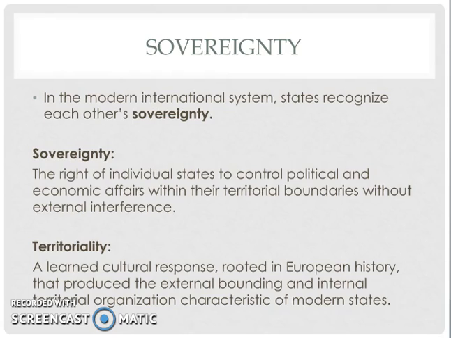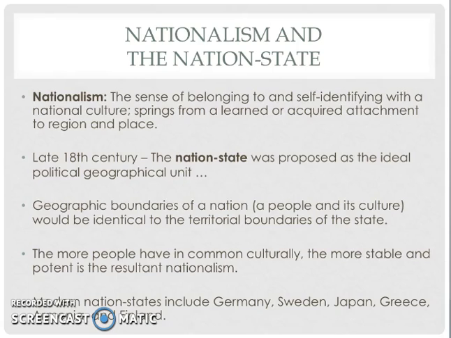So controlling your land in the simplest form. Nationalism stems from that, the sense of belonging to and self-identifying with a national culture. This springs from a learned or acquired attachment to region and place. In the late 18th century, the nation state was proposed as the ideal political geographical unit. Again here, nation state is used synonymously with nation or state or country. Geographic boundaries of a nation, its people and its culture would be identical to the territorial boundaries of a state under this late 18th century proposal for the nation state.